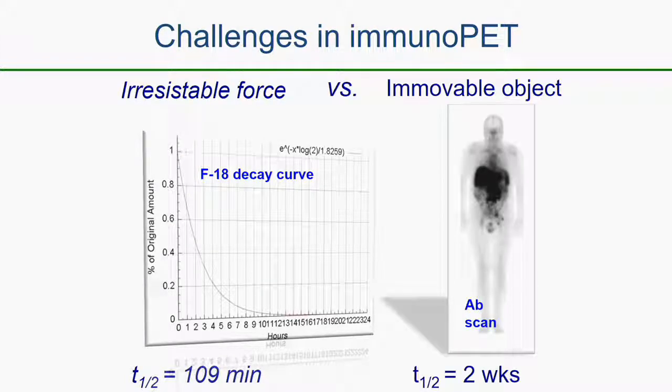And then the flip side of that is we have this immovable object, which is an intact antibody, which just sits around for days. And so the scan I showed you originally, typically you're waiting 7 or 8 days after injection in order to do your scan, because you have to wait for all that blood pool activity to clear.